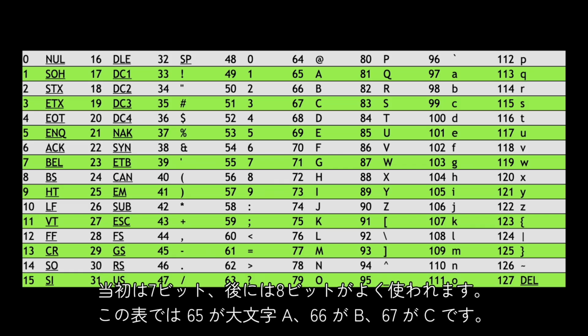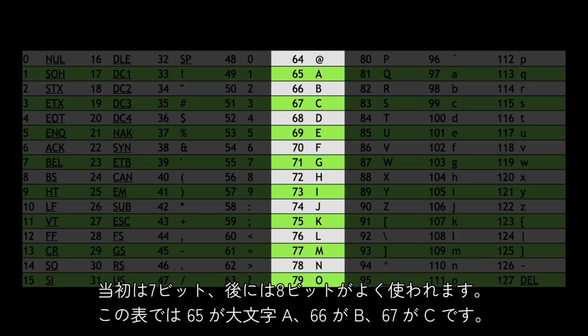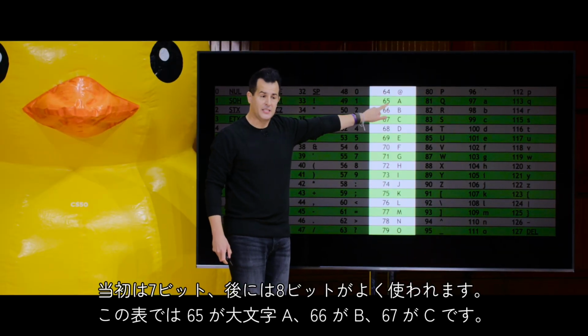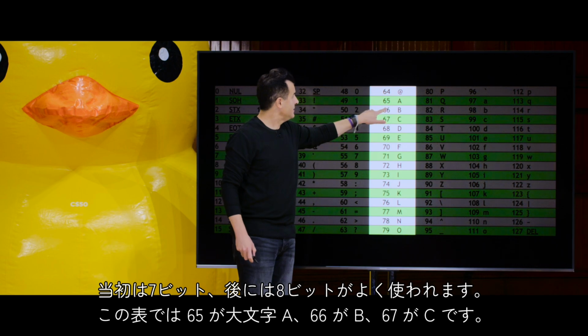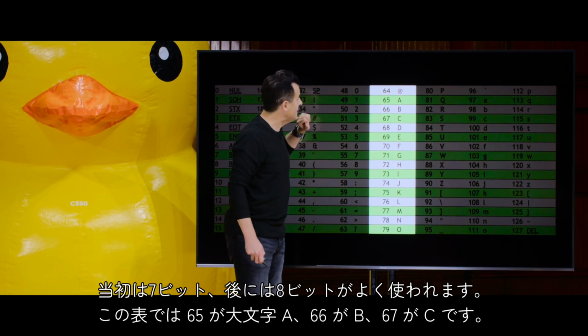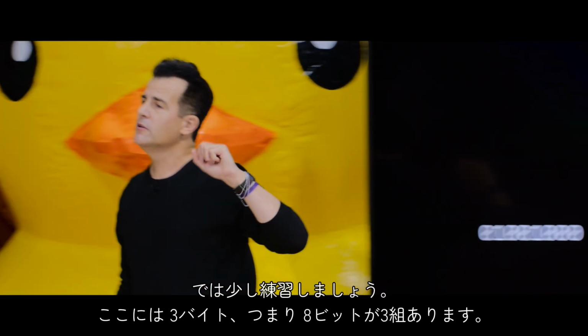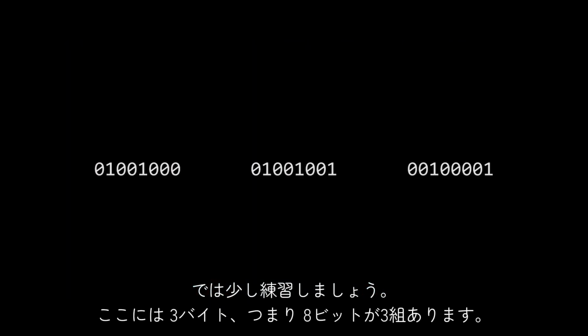And some of these are fairly cryptic, maybe more on those another time. But down here, if we highlight just one column, we'll see that indeed, on this cheat sheet, 65 is capital A, 66 is B, 67 is C, and so forth. So why don't we do a little exercise here?